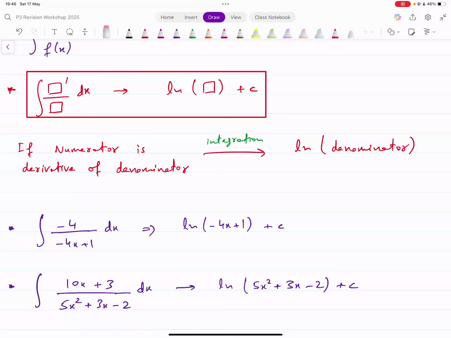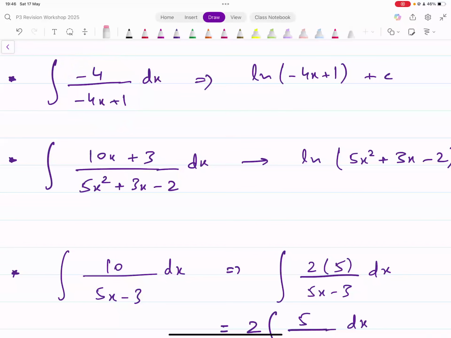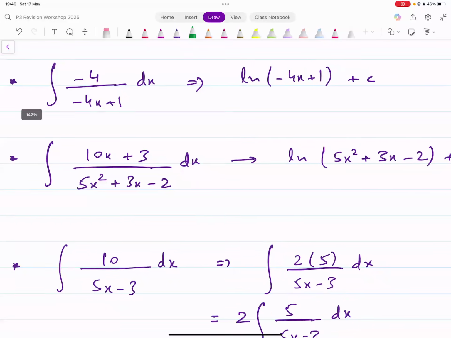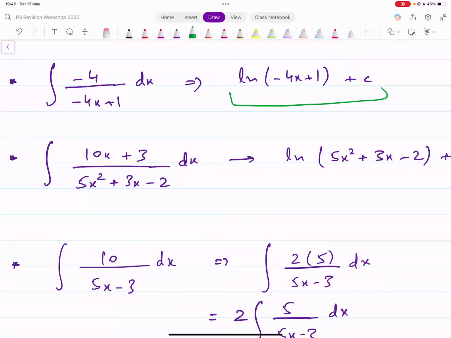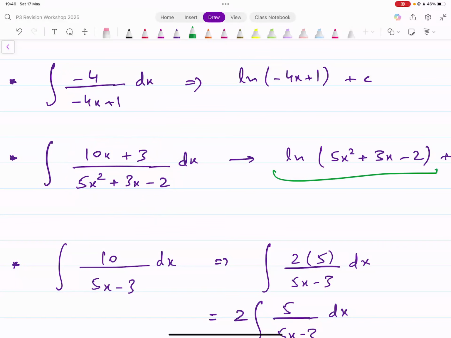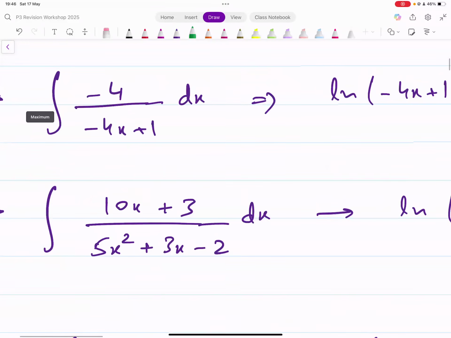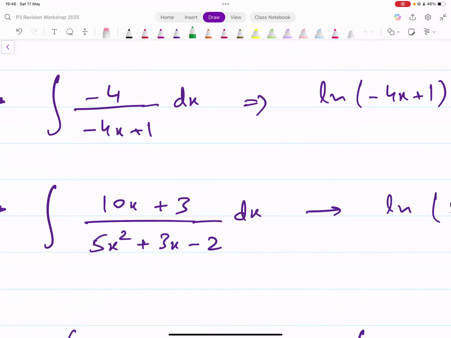Whenever you have a format like this, where the numerator is the derivative of the denominator, we integrate it using this rule. For example, if you had minus 4 over minus 4x plus 1, now what's the derivative of the denominator? That's minus 4. We have minus 4 in the numerator. So we can say the integration of that is just ln of minus 4x plus 1 plus some constant. If you have this fraction, look at this. What's the derivative of the denominator? 10x plus 3. We have that in the numerator. So that integrates directly to ln of 5x squared plus 3x minus 2. In both of these examples, we already had that exact form that we wanted. The numerator was the derivative of the denominator. So we could integrate them directly.